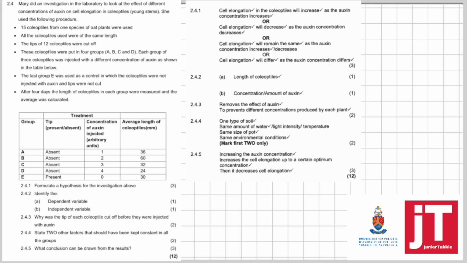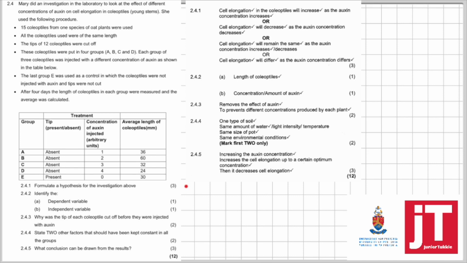Now, 2.4.1. Formulate a hypothesis for the investigation. Now, a hypothesis must have your dependent and your independent variable. So that's very, very important. Now, let's look at the whole investigation. They want to look at the concentrations. They're looking at the auxin concentrations, how it's affecting cell elongation.